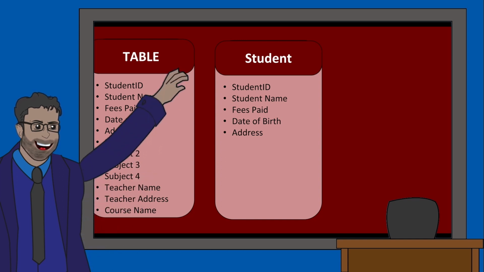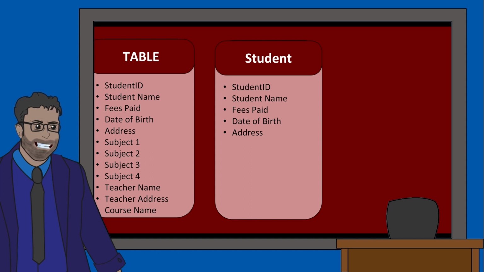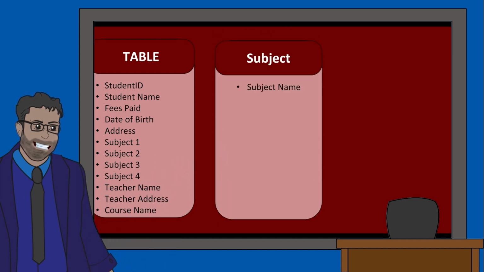However, the subjects, teacher information, and course name are not dependent on the student, as more than one student may have these shared attributes. This means we can create a student table to look like this. But what about the other data? Well, we can see fields about subjects, so this could be another table like this.